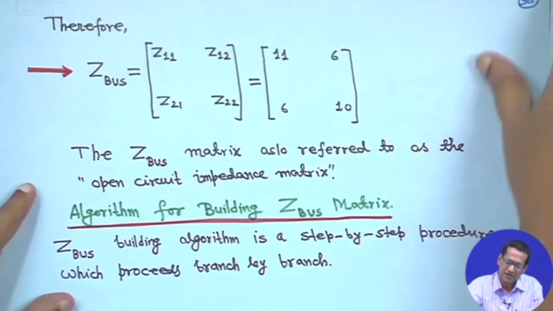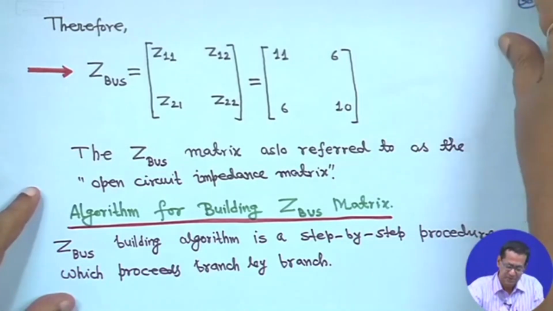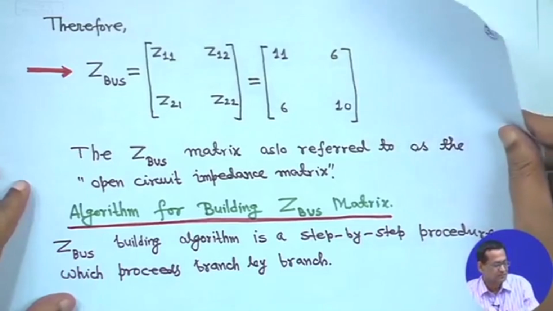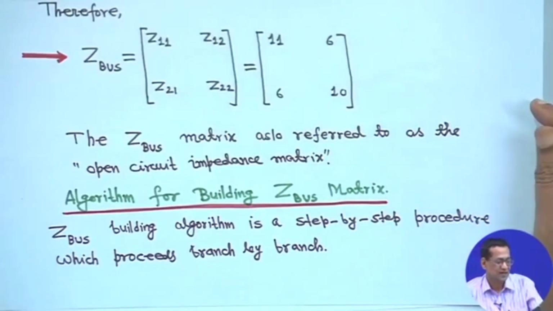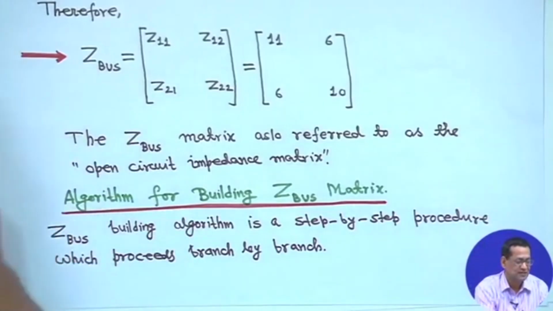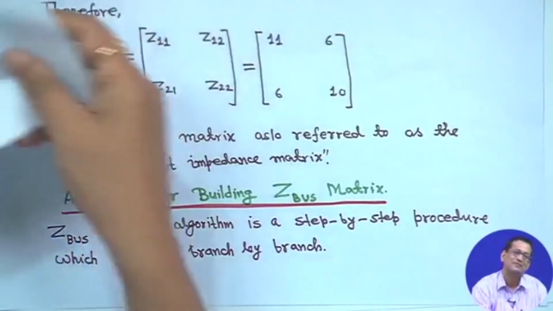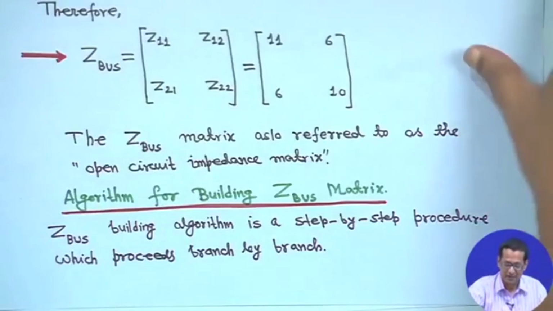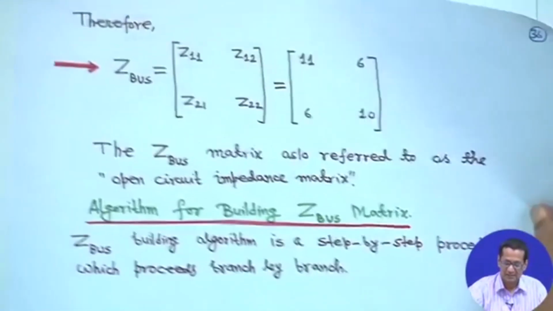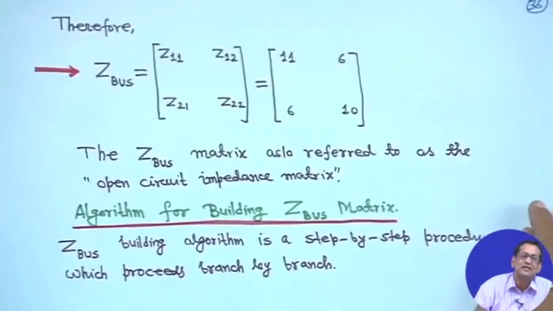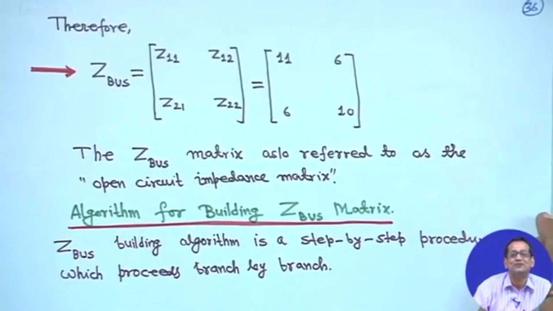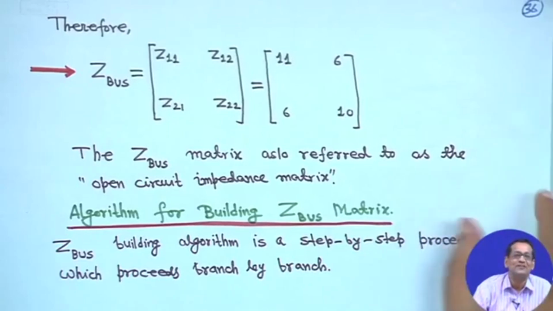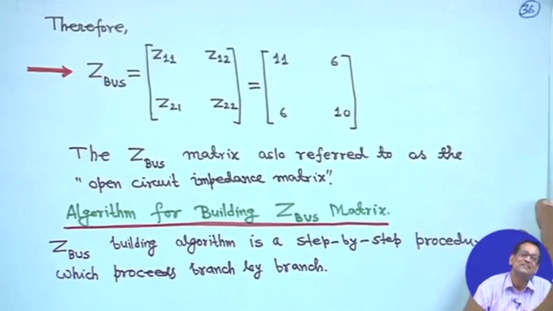The Z bus building is a step by step procedure which proceeds branch by branch. So, you have to move branch by branch, and we have to try to understand how the Z bus building algorithm works. But let me tell you, as far as coding is concerned, this is quite easy. Those who know coding and are interested in these things, in coding it is actually easy.